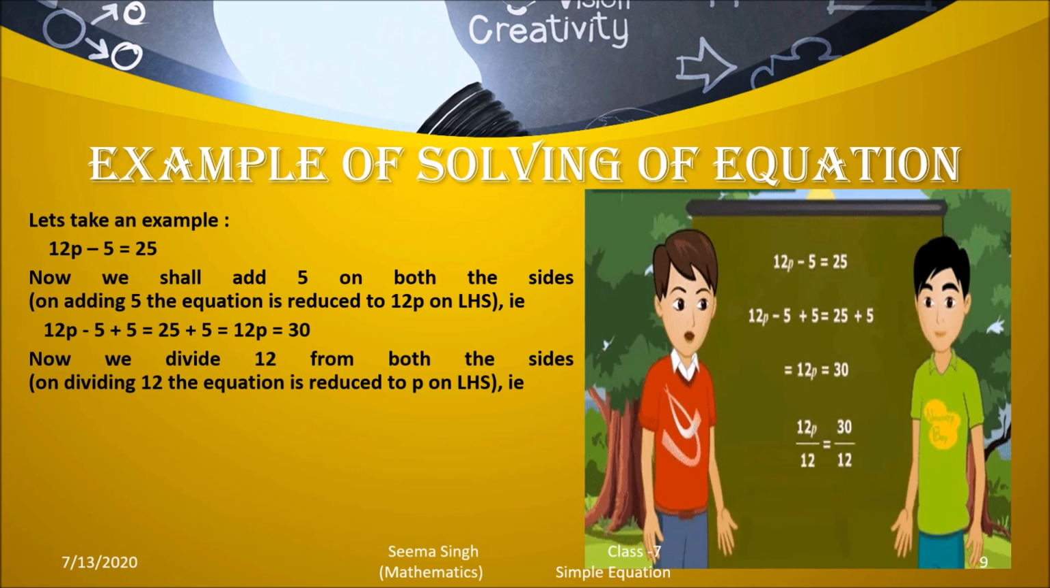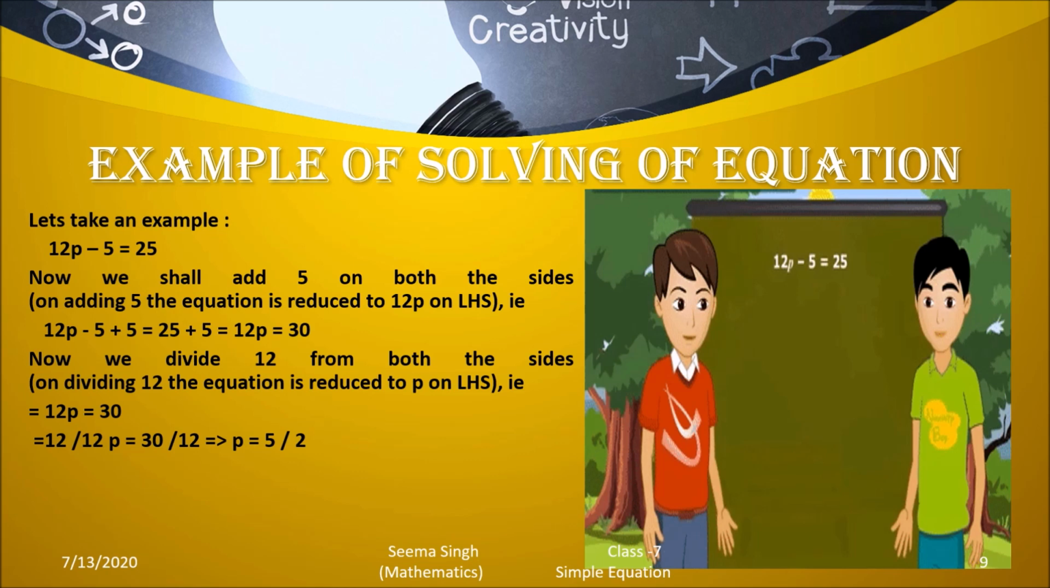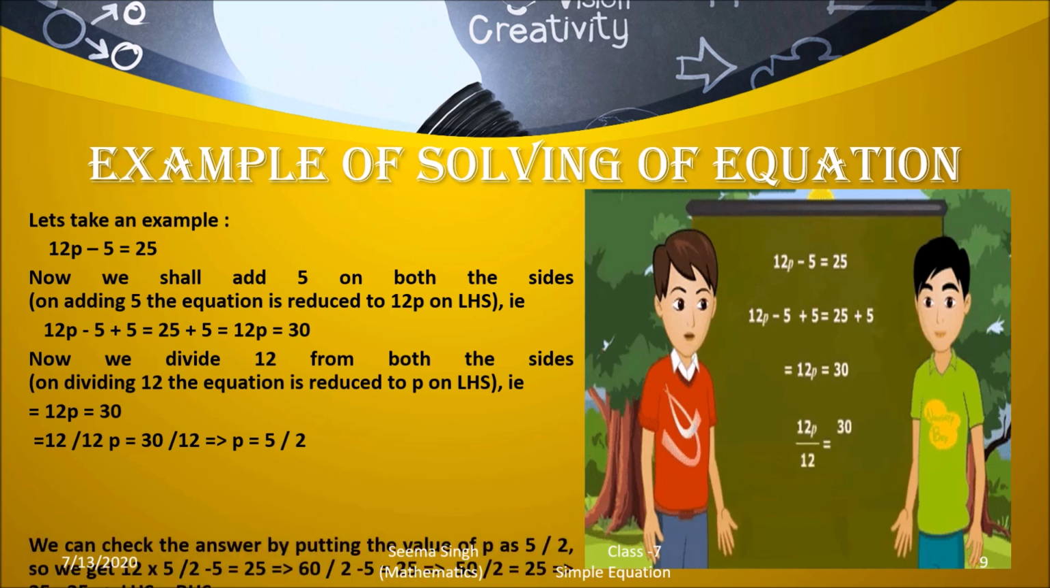Why are we going to divide by 12? Because on dividing by 12 the equation is reduced to p on the left hand side. That is, 12p equals 30, so we get p equals 5 by 2. Here 30 and 12 are divisible by 6. So we get the value of p as 5 by 2.